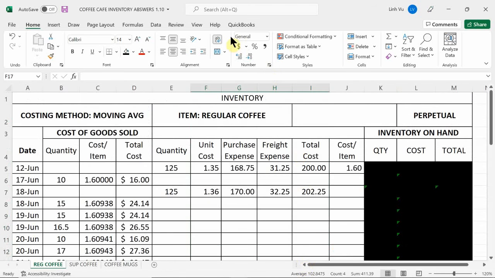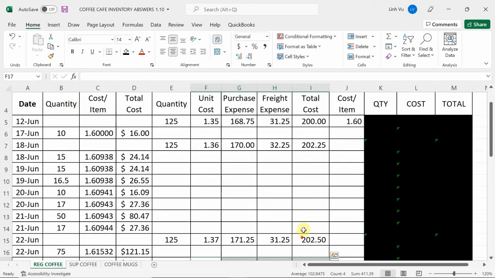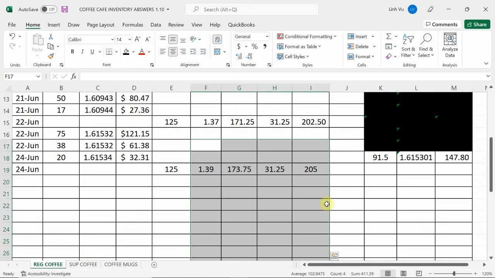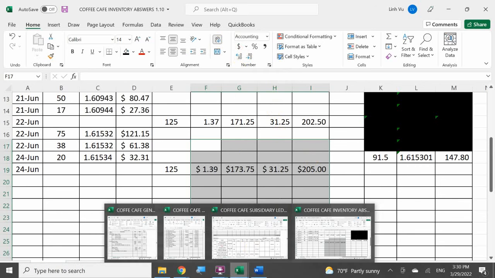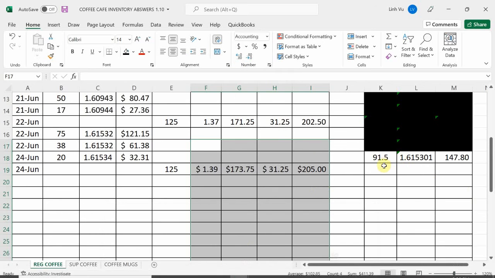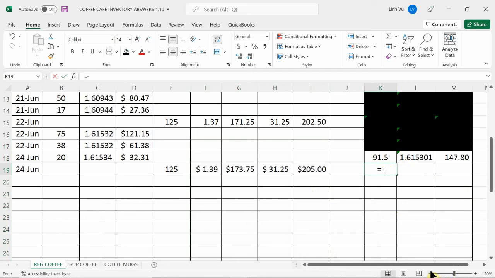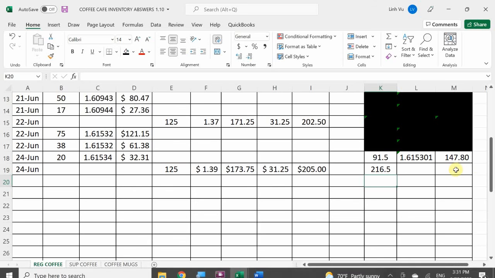$173.75 plus $31.25 of freight gives me a grand total of $205 even. So in this case, I need to add and update my inventory. I'm going to add 125 to 91.50. So you should have 216.5. What's my new total cost?